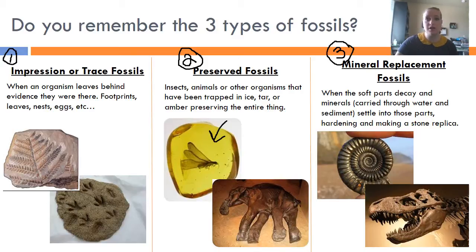Our third type of fossil is mineral replacement fossils. Sometimes these are called mold and cast fossils. These are the ones you typically think of when you go to a dinosaur museum. These fossils are mineral replacement fossils.